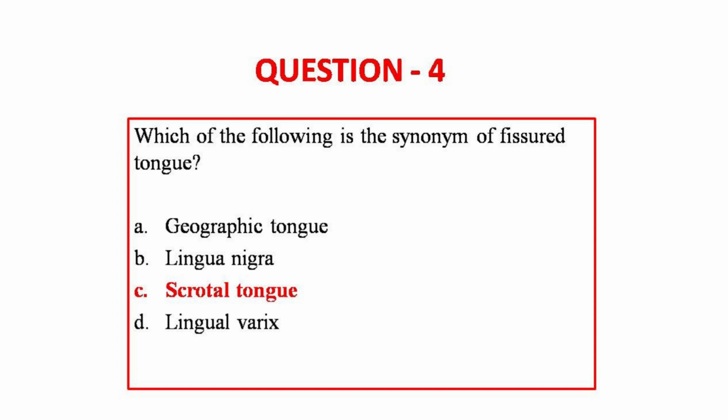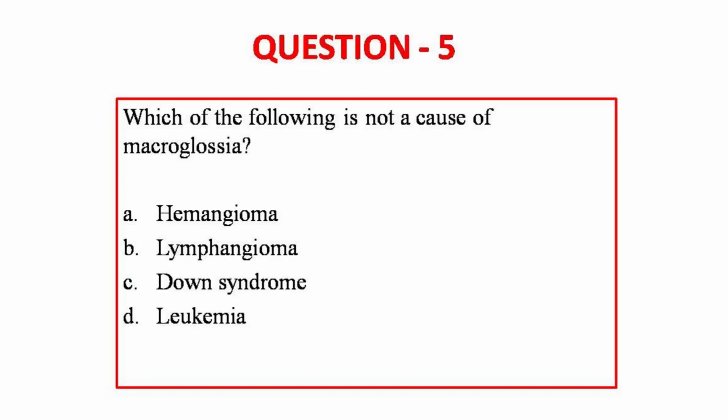Fissure tongue is a benign condition affecting the top surface of the tongue. A fissure tongue is marked by a deep, prominent groove in the middle. There may also be small furrows or fissures across the surface, causing the tongue to have a wrinkled appearance. So moving on to question number 5.